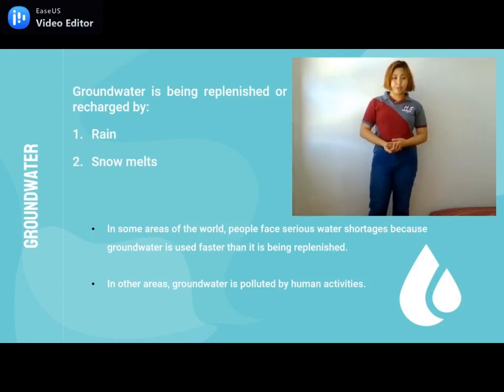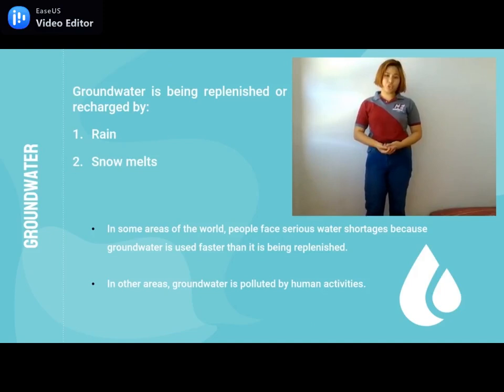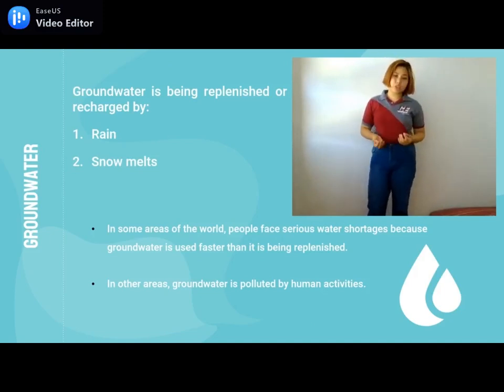In some areas of the world, people face serious water shortages because groundwater is used faster than it is being replenished. In other areas, groundwater is polluted by human activities. Just like any other resources, when the resources are not immediately replenished or restocked, especially when the demand is higher than the supply, it will definitely dissipate faster.